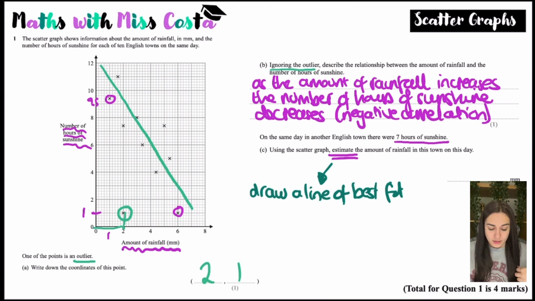Once you've drawn your line of best fit, go to where it says 7 hours of sunshine. I go across to the line and then I go down. That would be roughly 3.8. You've obviously done this on the paper with a ruler, so you might get a slightly different answer, but anything in between 3 to 4 will be absolutely fine because it's all based on your individual line of best fit.